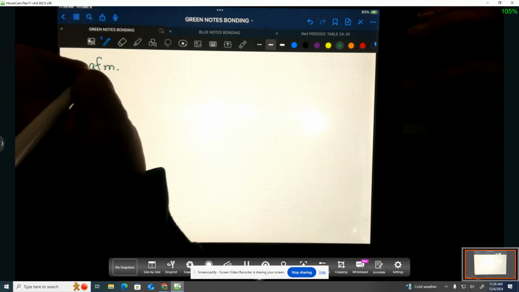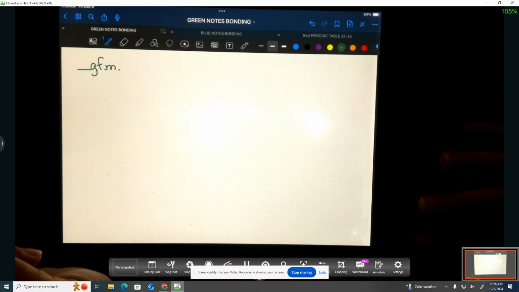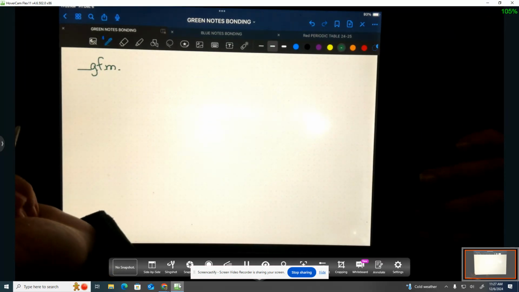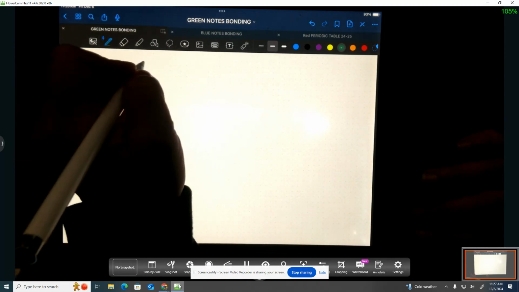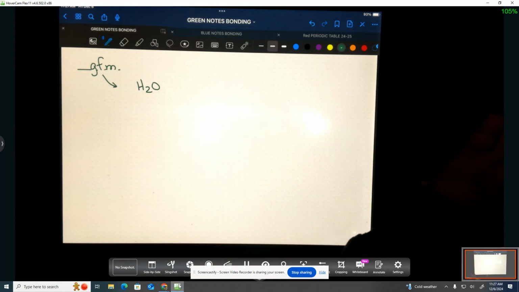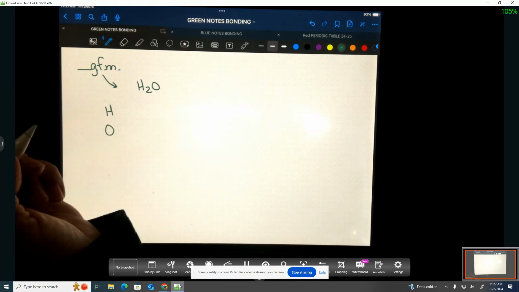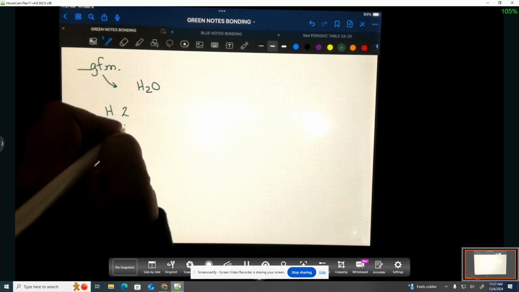Okay. So for those of you who were not here, gram formula mass is always calculated from the formula. So let's say we have water. How do I calculate gram formula mass of water? Put your phones, your ear pods, whatever those things are called, away. Go ahead. Get the mass of the two H's and then the one O.